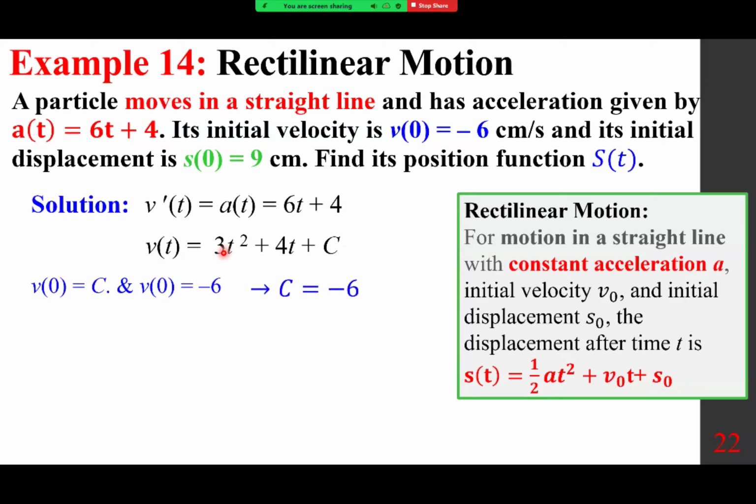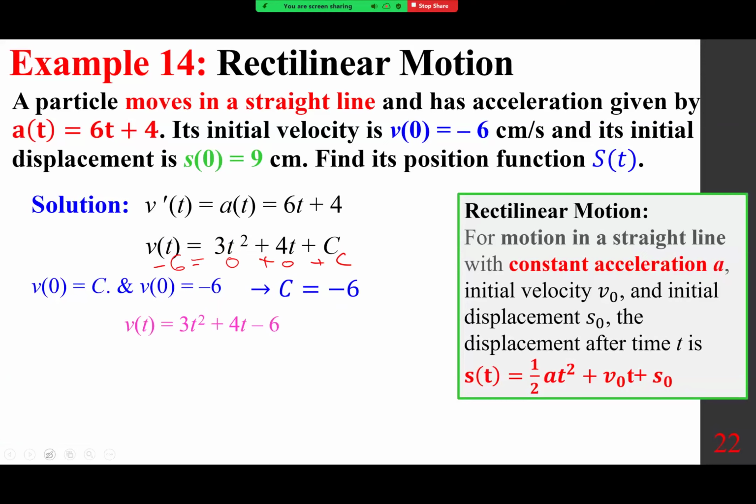Again, one more time. Just replace it. If you want, you can show the board. So v of t, if I put 0 here, I get 0 plus c, and I get minus 6 here, and that's the proof that c equals minus 6. And so this is your velocity function.